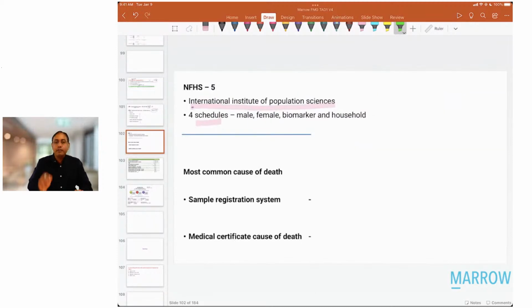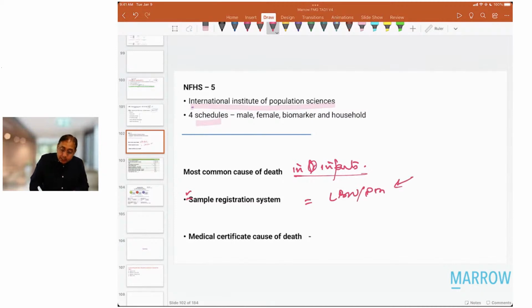A very quick review about the most common causes of death. If they directly ask in the exam, what is the most common cause of death for infants? As per the SRS data, or the SRS review of the Ministry of Health and Family Welfare, the best answer would be low birth weight and prematurity. This is the single best answer.